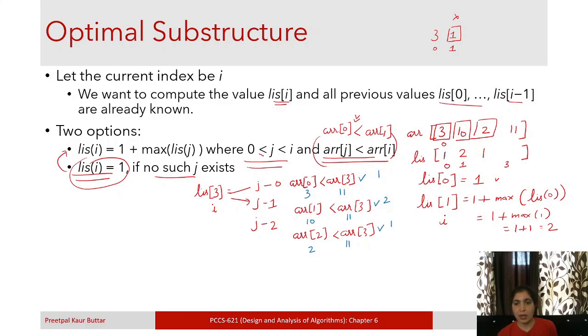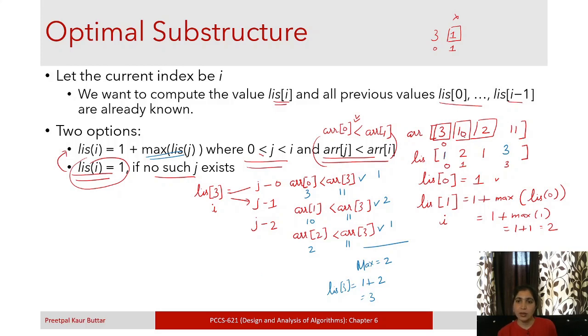Solution was 1. Okay, so we are looking at the previous subproblems, and out of all these subproblems we will pick the maximum. So the maximum here is 2. And now, because 11 is greater than all of these, we will include this into the list. So the final solution for LIS I, that is 3, is equal to 1 plus 2. So the answer here is 3.